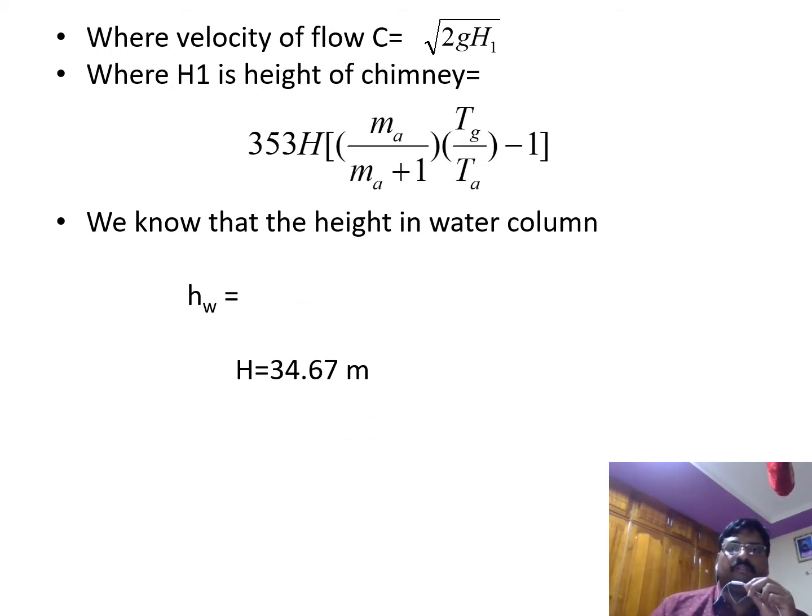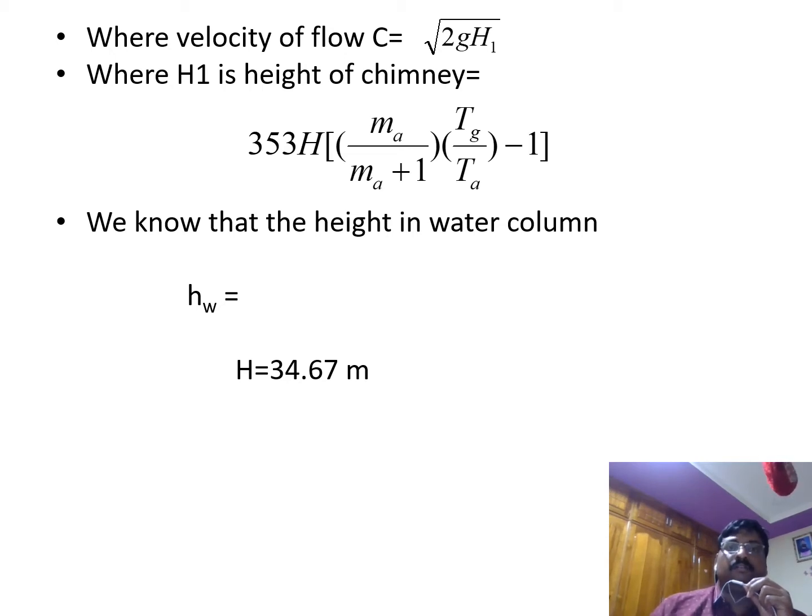We know the formula to determine the value of h1. h1 can be determined as 353 H into ma by ma plus 1 and Tg by Ta minus 1. So to determine the value of h1, we have to know the values of H, ma, Tg and Ta. Here the ma plus 1 value is given as 23 kgs, therefore we have the value of ma as 22 kgs. Tg value is given and Ta value is given, so substituting those values we can determine the value of h1.